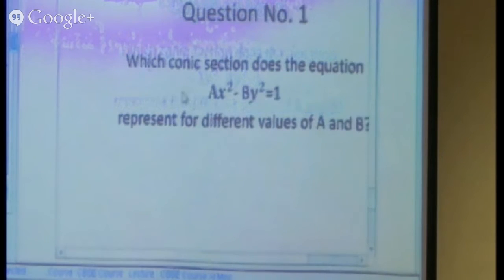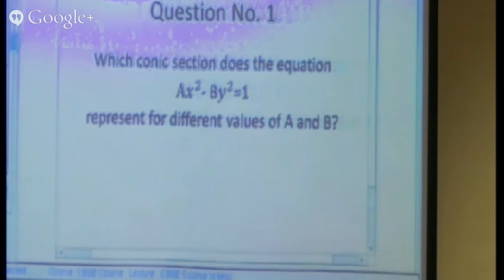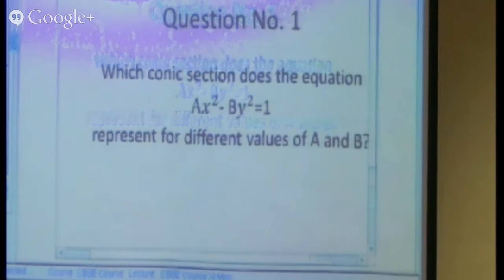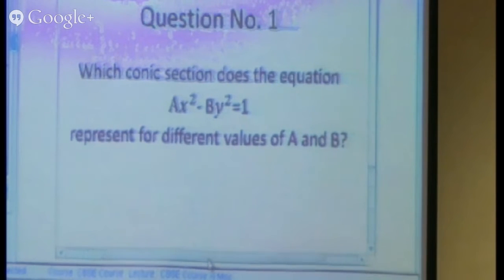Let us see some more property. In fact, I have not given any choices for this question because it is hinting towards a certain property. The question is, which conic section does this equation represent? It depends on values of a and b.